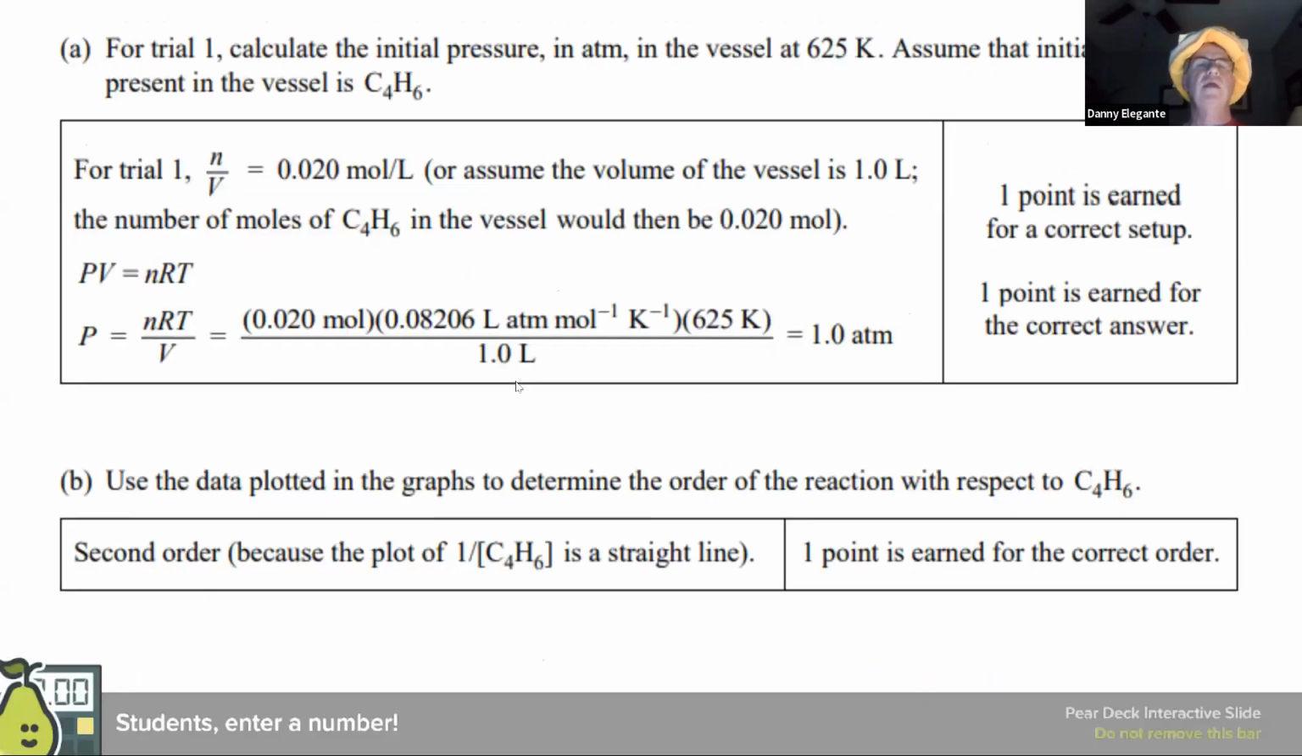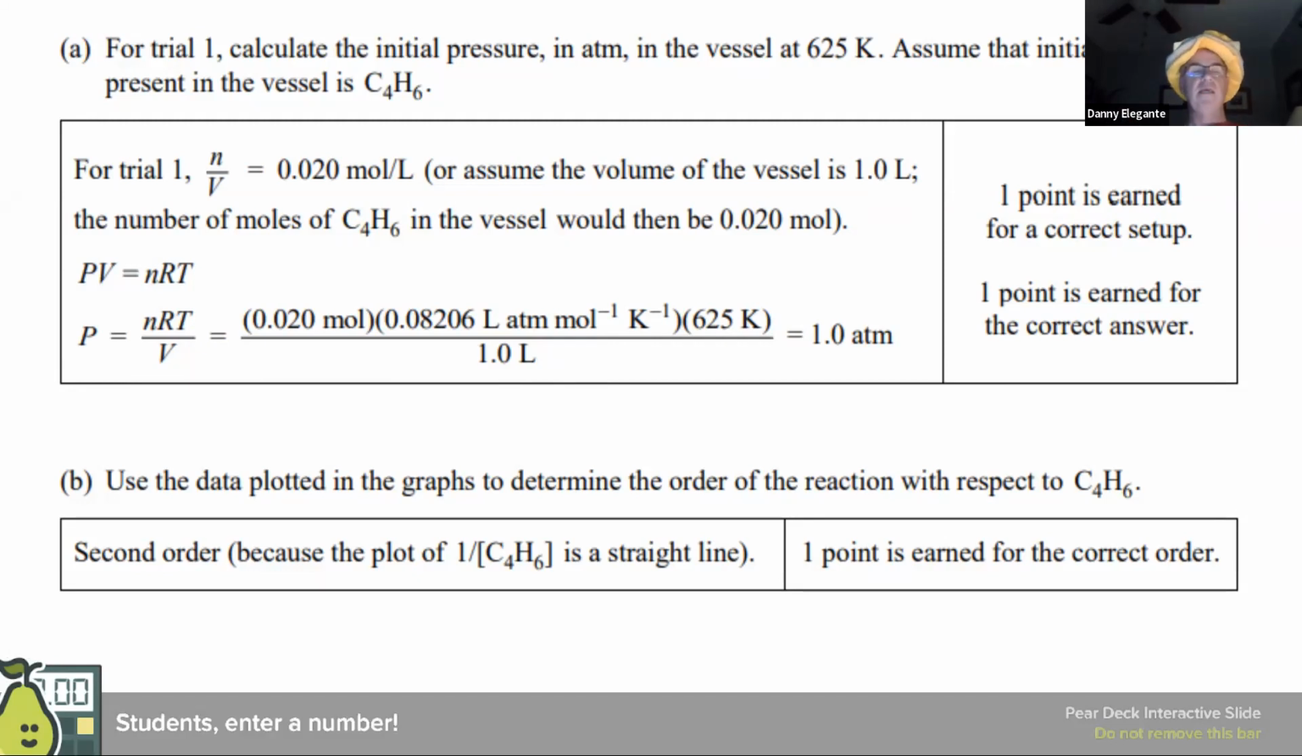For trial 1, calculate the initial pressure in atmospheres. 1 point just for the correct setup, y'all. 1 point just for plugging stuff into PV equals nRT. 1 point just for reading a graph and knowing that it's 0.02 moles in 1 liter. 1 point for the setup, 1 point for the correct answer. That's 2 points, y'all, not even from AP Chem. That's 2 points just from Chem 1, and I'm not talking honors or pre-AP either. I'm just talking about plugging into the ideal gas law.